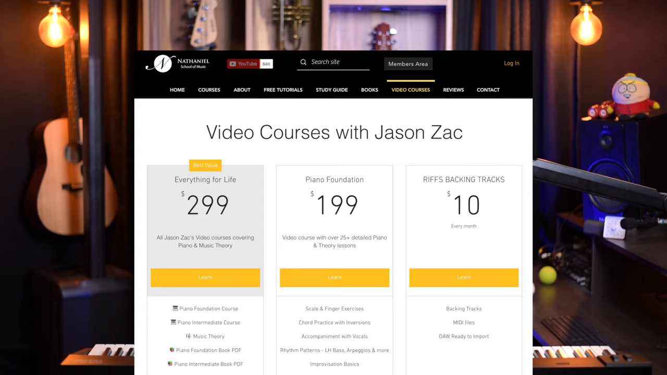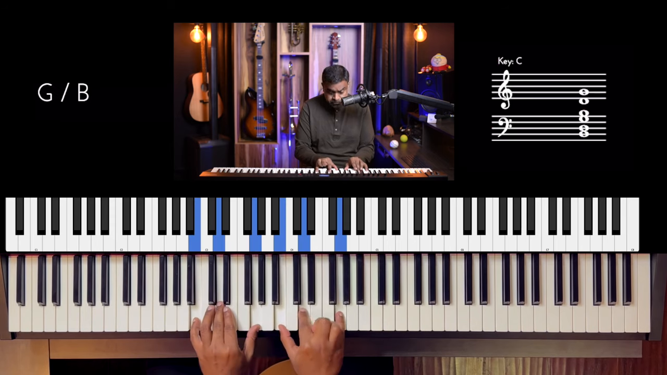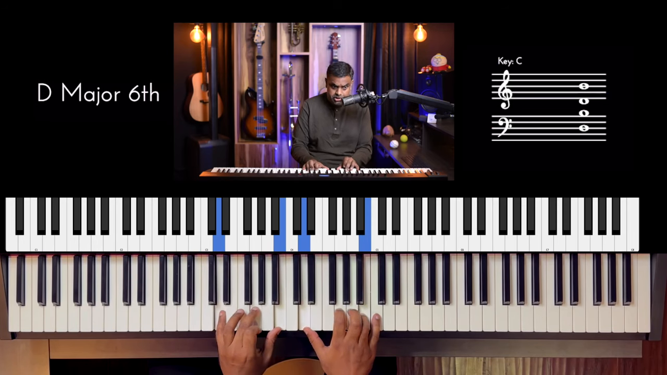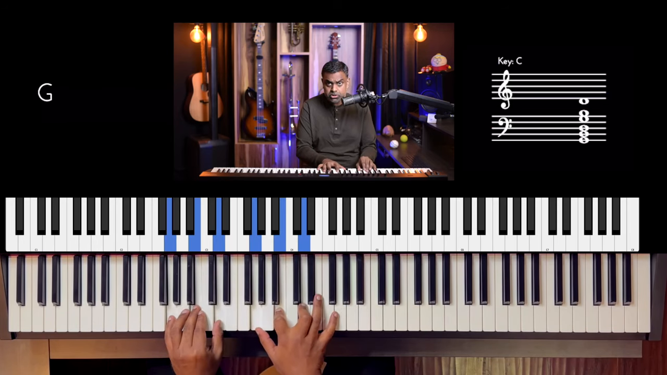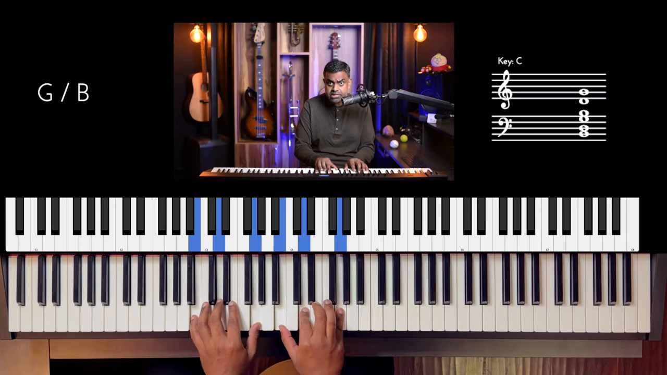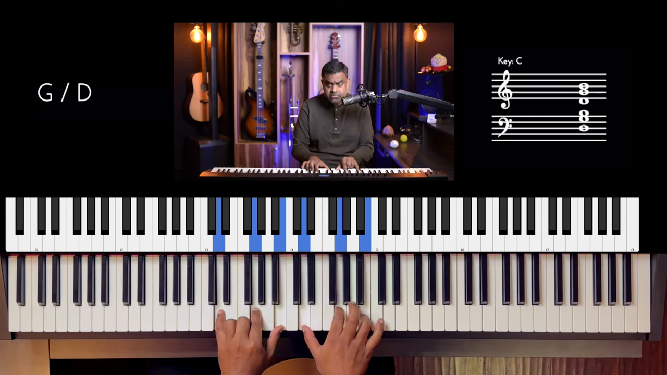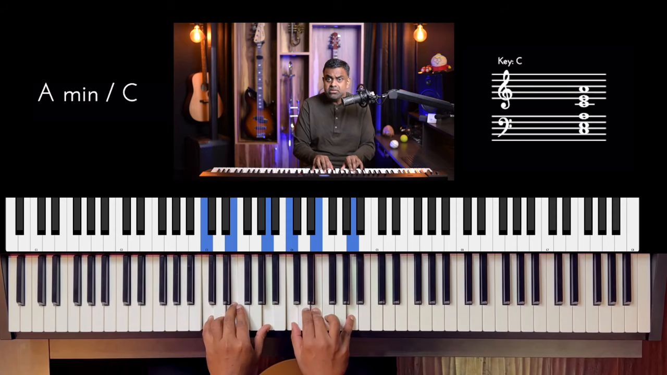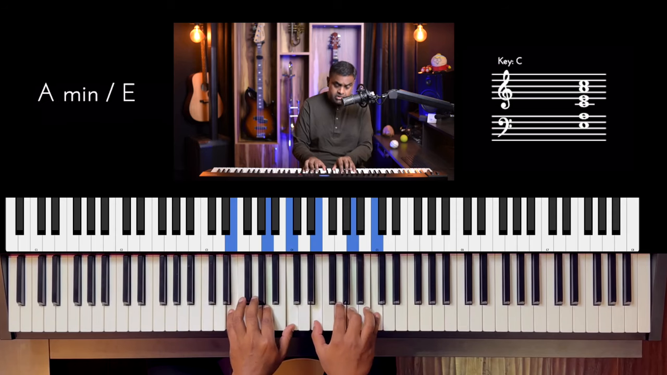So G major, root position, this is called the first inversion with the root on the top, and this is the second inversion with the root in the bottom. Repeating, root G, B, D, first B, D, G, second D, G, B. Okay, same story with your A minor. A minor root position. First inversion, second inversion, starting on the E.